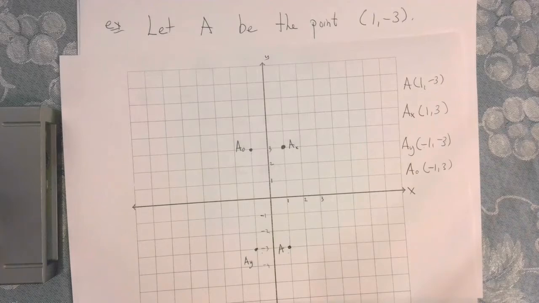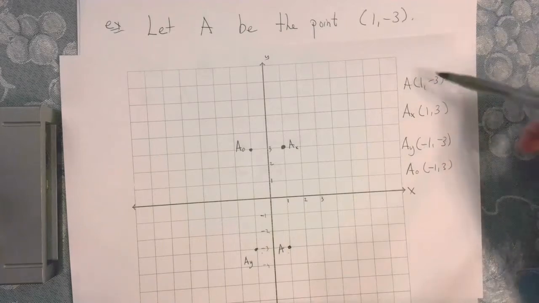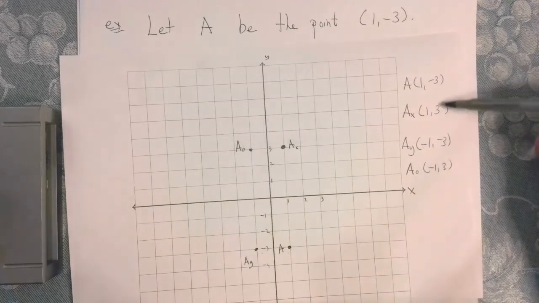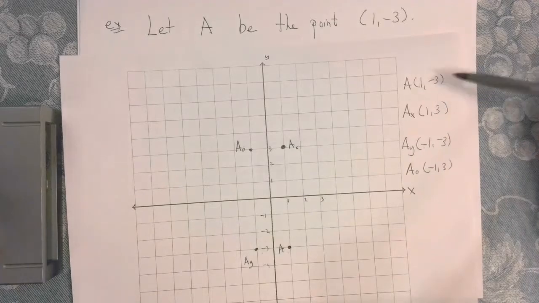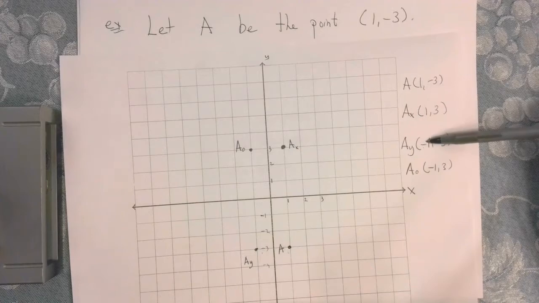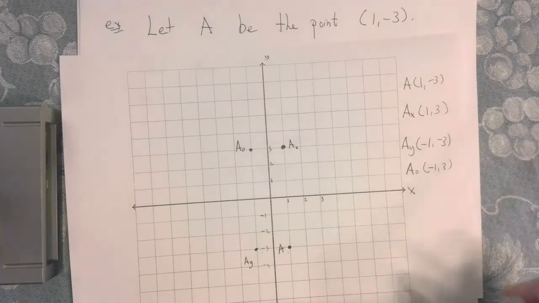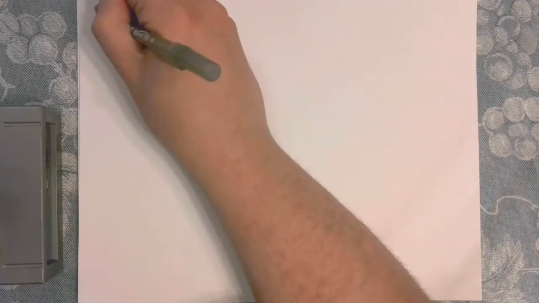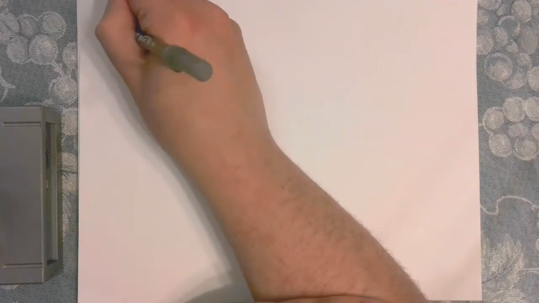So let's make some observations regarding reflections. If I want to talk about a reflection through the x-axis, what happens? Well, I'm just taking the opposite y. If I want to take a reflection through the y-axis, I'm just taking the opposite x. And if I want to do a reflection through the origin, both of these become their opposites. So let's call this observations regarding reflections.